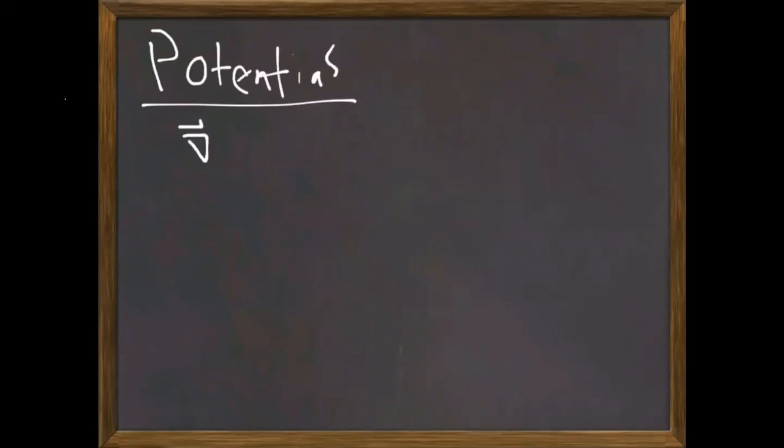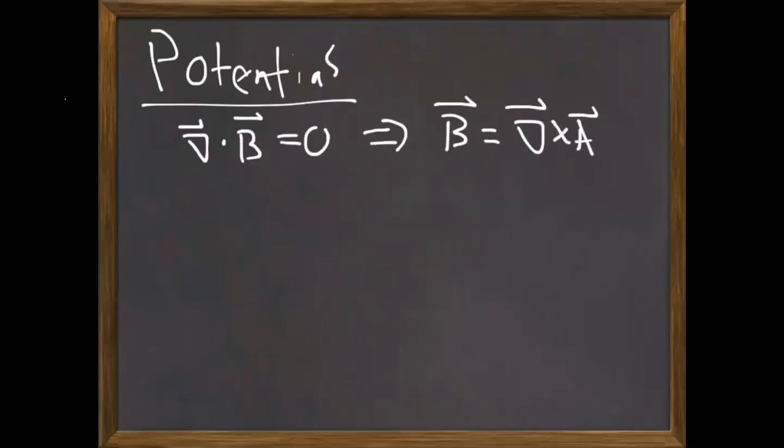So just a quick recap. What sort of potentials do we have? In earlier chapters, we had the scalar potential V and the vector potential A. Starting with the vector potential, one of Maxwell's equations is that the divergence of B is zero. That's the statement that there are no magnetic monopoles. And because B is divergenceless, we can write it as a curl.